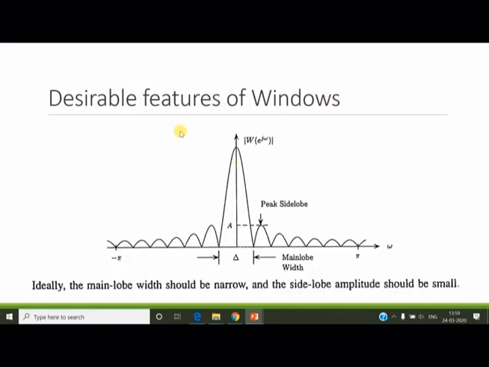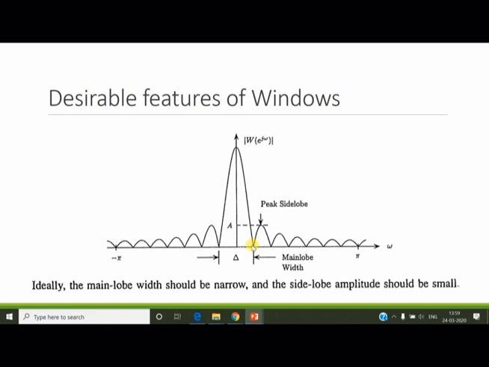Two important desirable features of any window function: the main lobe width should be narrow. This is the main lobe width. In the previous slides, you have seen only the positive side of the frequencies, which is only half of the spectral characteristics of the window. This plot shows the complete picture of the spectral characteristics of any window function.